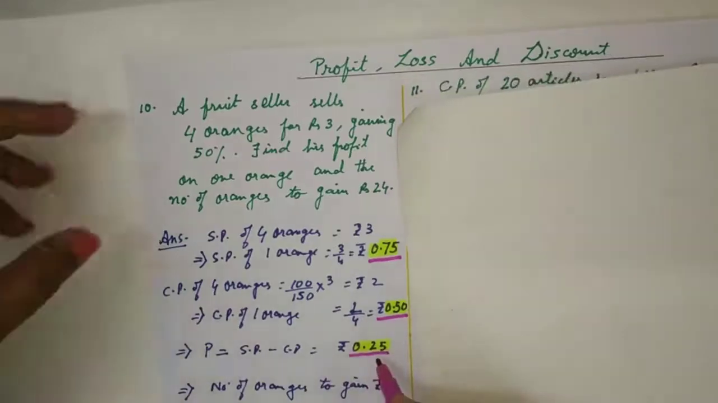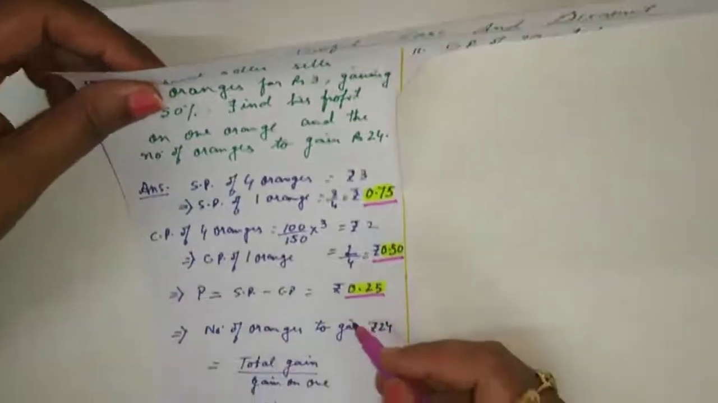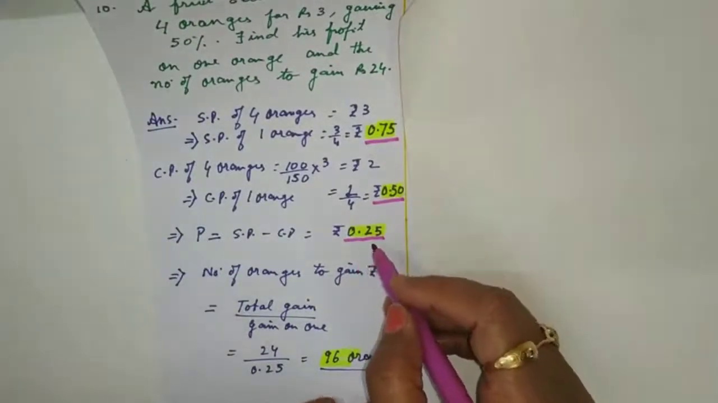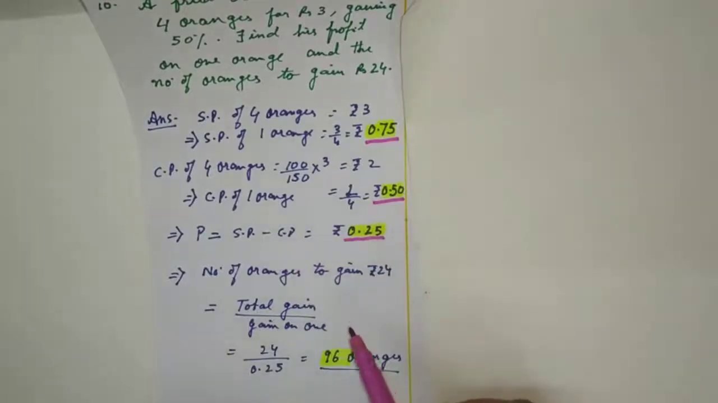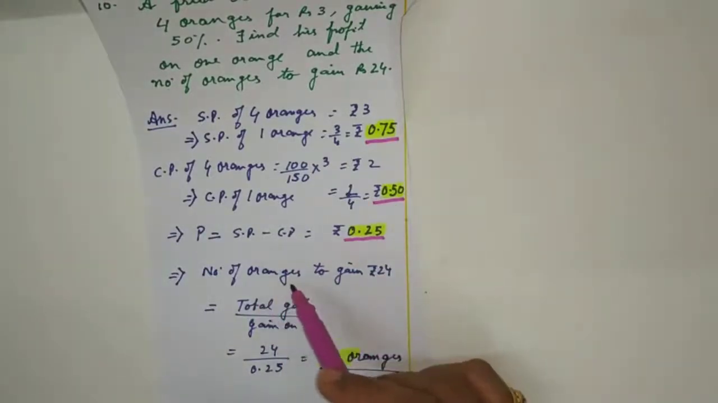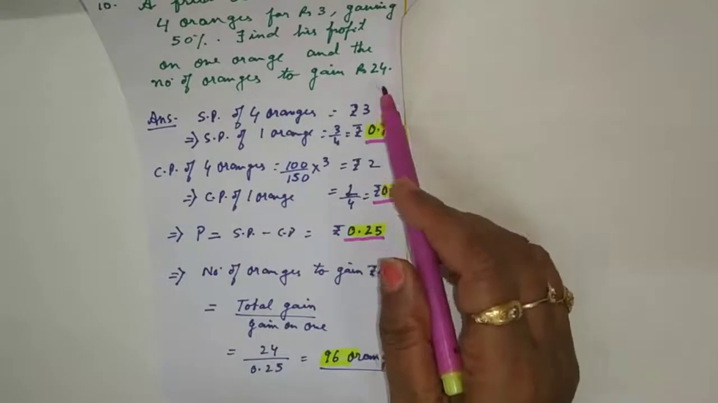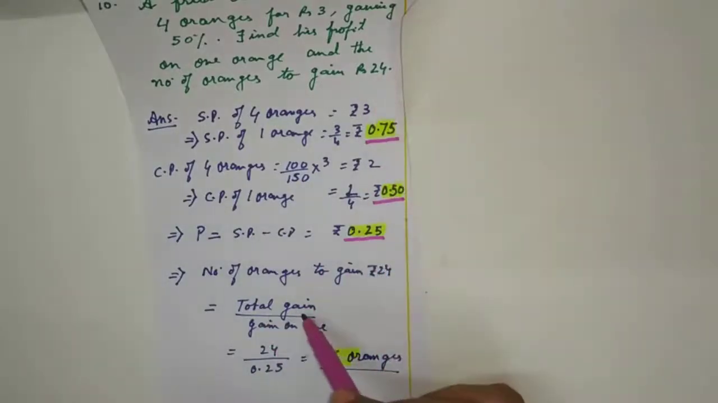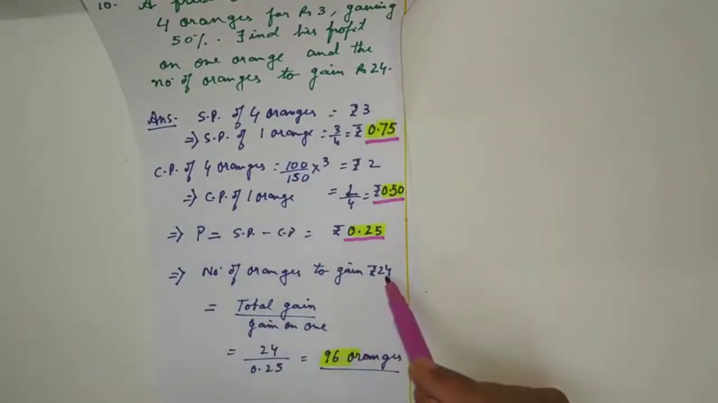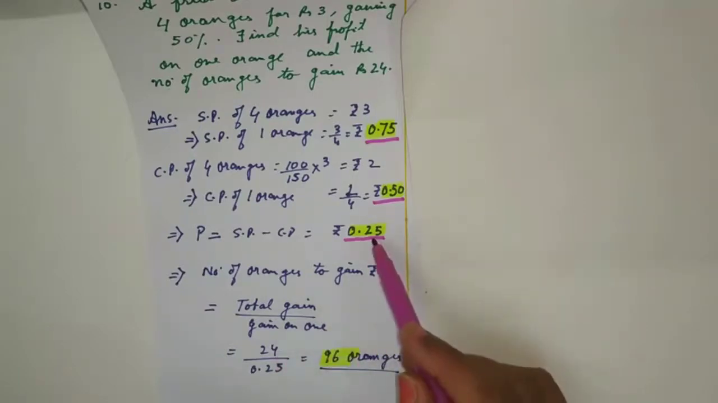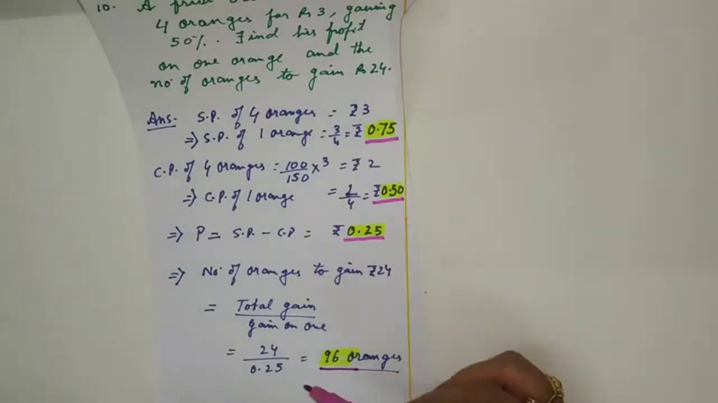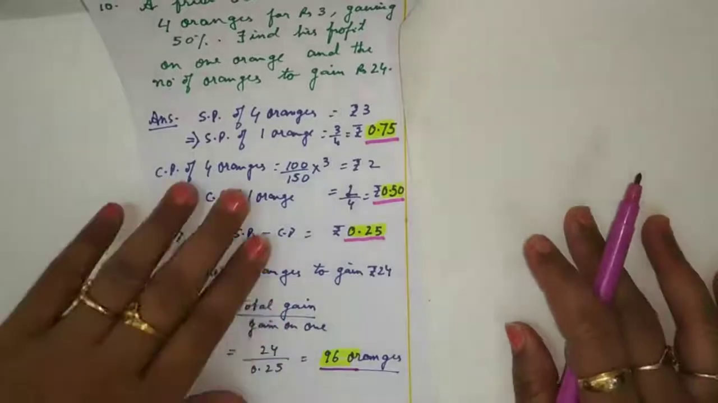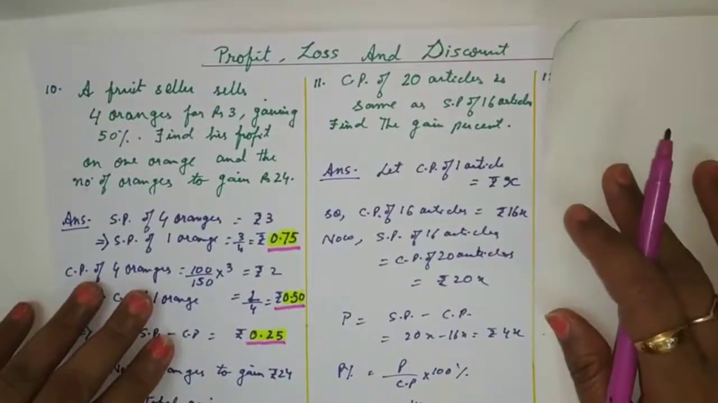I've written the answer directly here. You all will not do it, please, because you have to show the substitution, it is very important. Now you have to find the number of oranges on gaining 24, which is given by the formula total gain by gain in 1. The total gain is 24, the gain in 1 is 25 paise, and the number of oranges is 96. This division calculation, please do it in the rough work. Do not copy the answer. I have already told you.